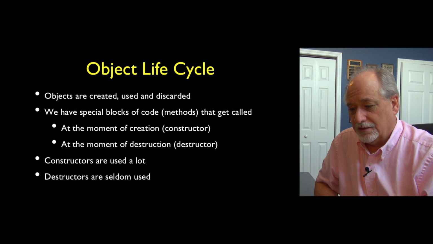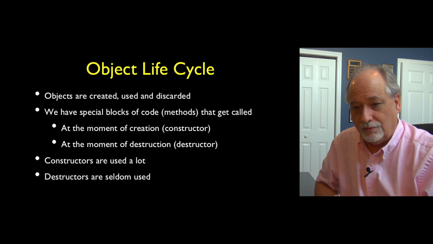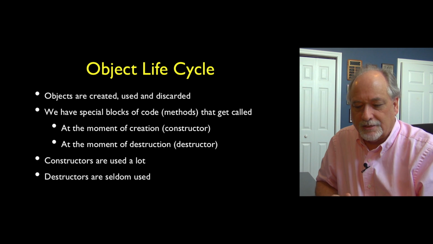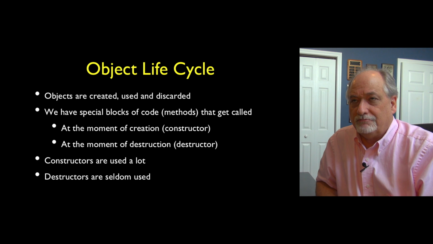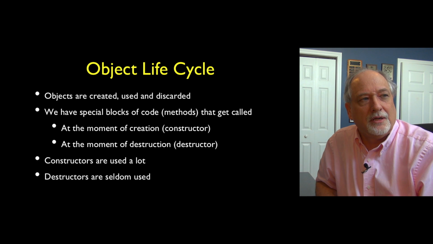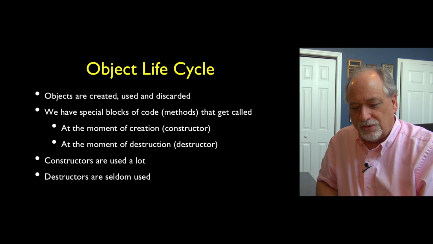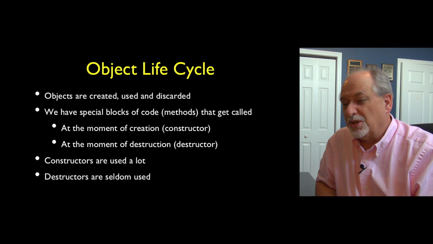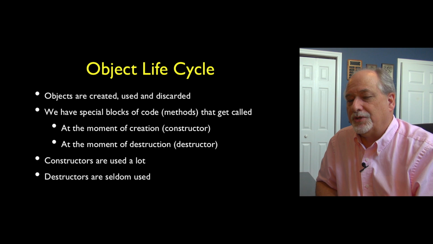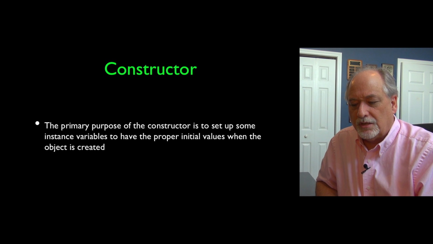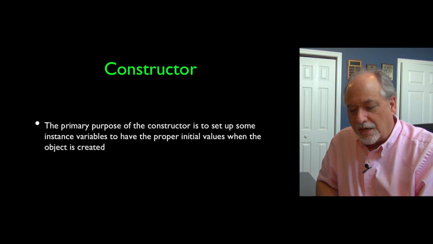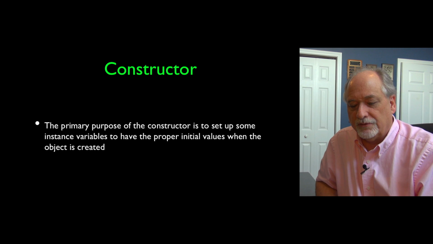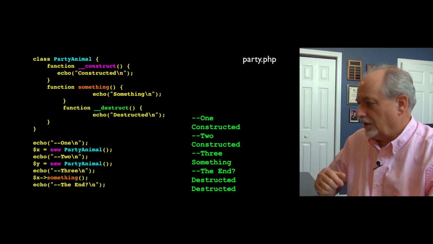Constructors are used a lot because they nicely preset things, and you want some internal consistency in your object, so you set things up. Destructors are seldom used. They're only used if we have taken some critical resource while the object was alive, and we want to make sure to give that critical resource back before the object variable goes away. So the primary purpose of a constructor is to set up instance variables that have all the proper initial values so that the object is created in a coherent way. And so let's take a look at how this works.